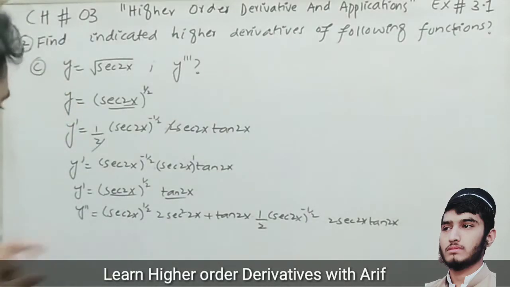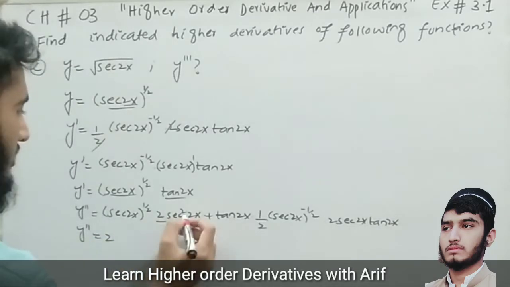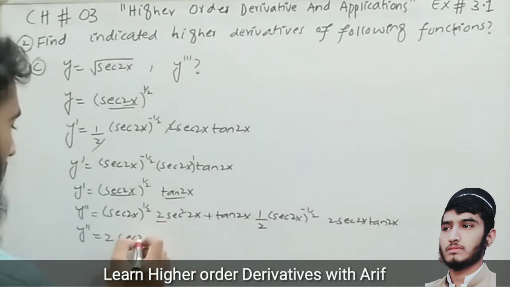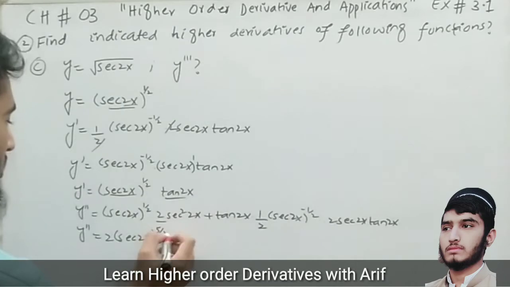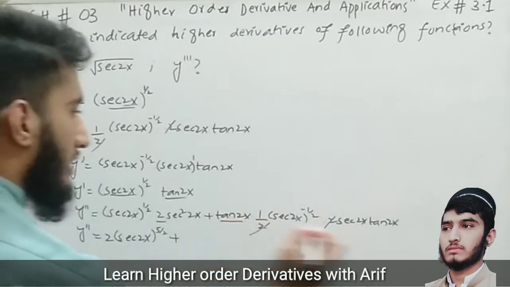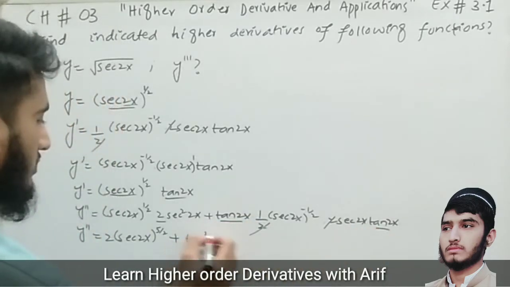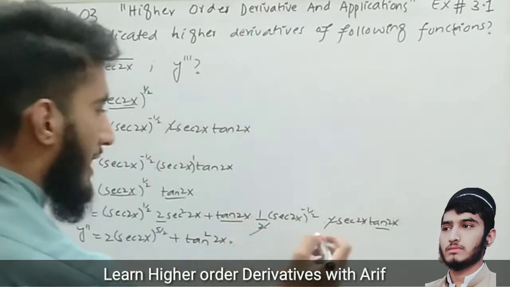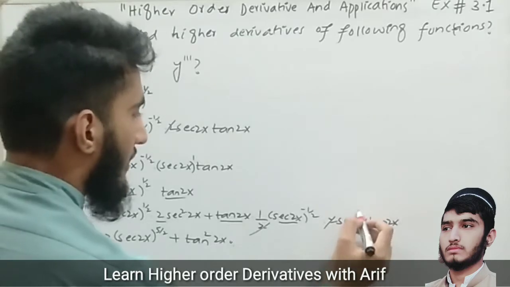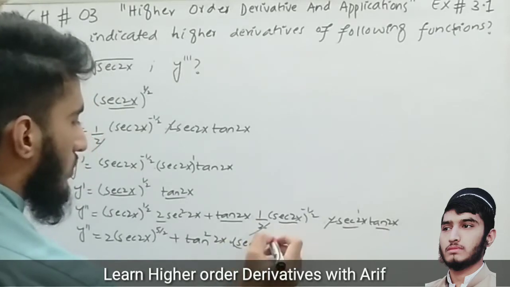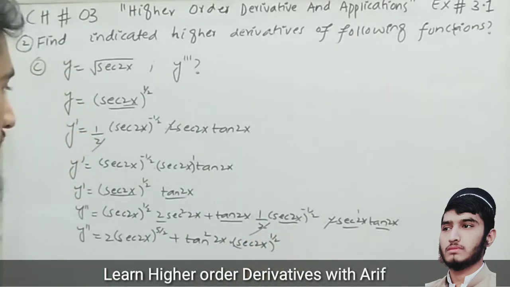Now after this, y double dash will be equal to 2 times secant square 2x. Here the power of secant 2x is 2 and here it is 1 over 2, so the power will be secant 2x whole raised to power 5 over 2. Plus, here the 2 cancels out with 2, we are left with tangent 2x and tangent 2x, which gives us tangent square 2x, multiplied by secant 2x power minus 1 over 2 and here the power is 1. So 1 minus 1 over 2 gives us power 1 over 2, so secant 2x power is 1 over 2. So this is actually the second derivative.